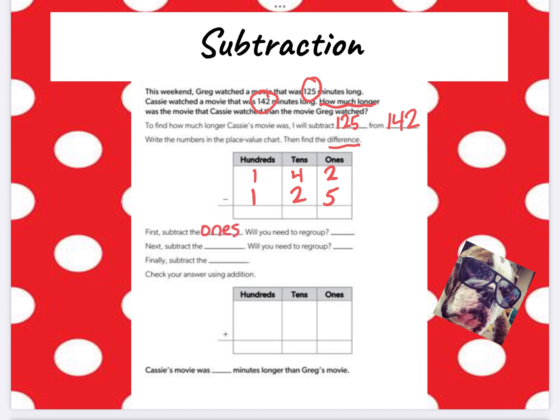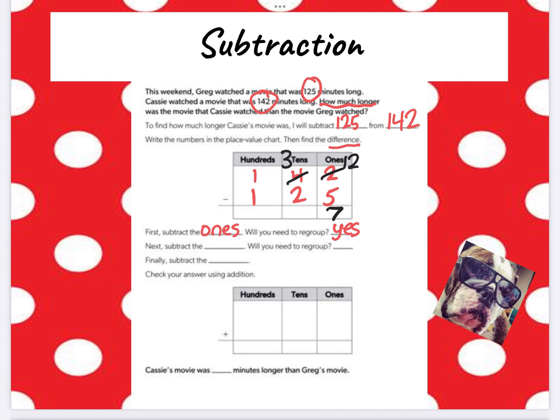And look, will we need to regroup? Actually, yes, we cannot do 2 minus 5. So here's what we're going to do. We're going to take 1. That 4 is now going to become a 3. And we're going to give 10 to that 2. So 10 and 2 is, good job, 12. Now I can go ahead and subtract 12 minus 5, which is 7.